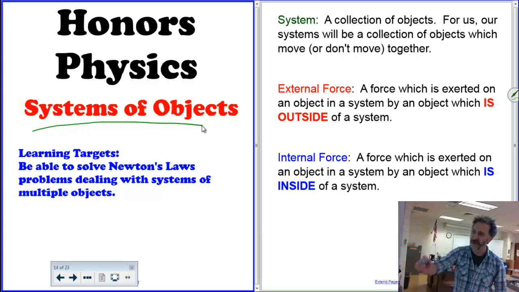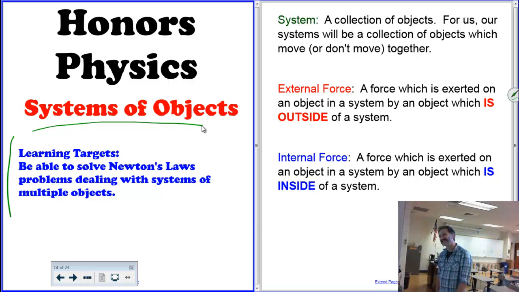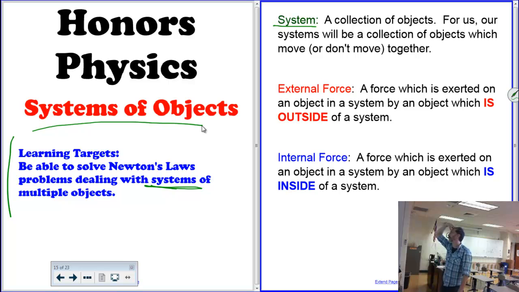All right, so the learning targets here, basically we're just going to be doing Newton's laws problems again. The big difference is this time we're going to be doing Newton's laws problems that deal with what are called systems of objects, okay? So what is a system? Well, the textbook definition of a system is it's just a collection of objects, all right?